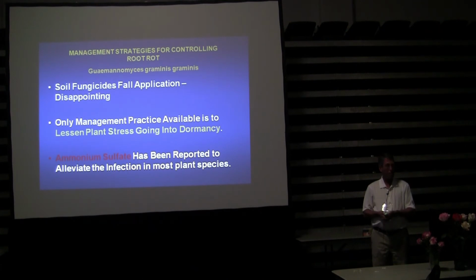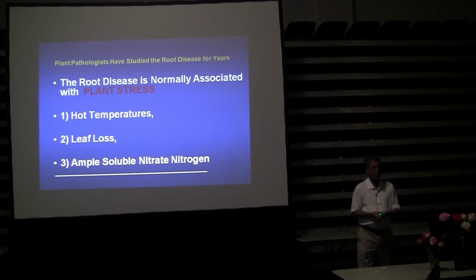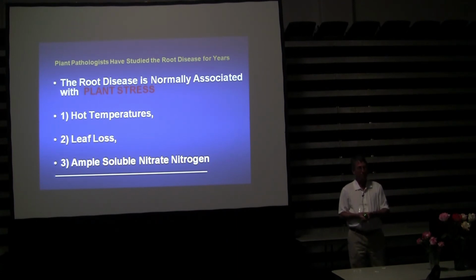Barry, could you go back one slide and let me ask a quick question? You're talking about there, the root disease is normally associated with stress. Stress due to hot temperature, stress due to heat loss. Any kind of stress, leaf loss, pH. Yep. So if you get black spot and let the leaves fall off, you might have a root disease come around later. Yep.